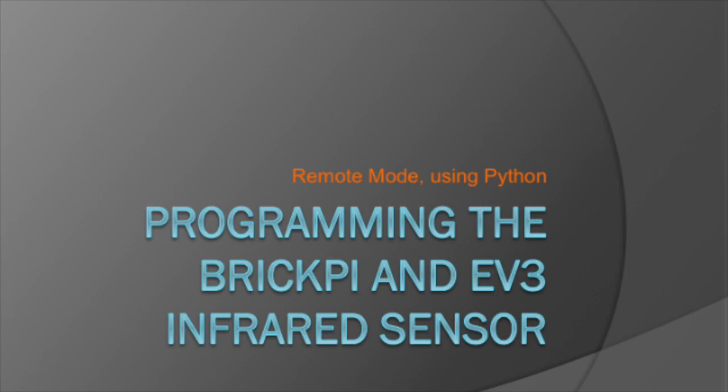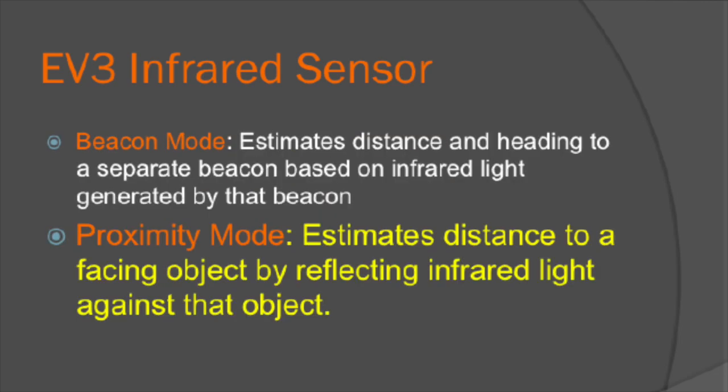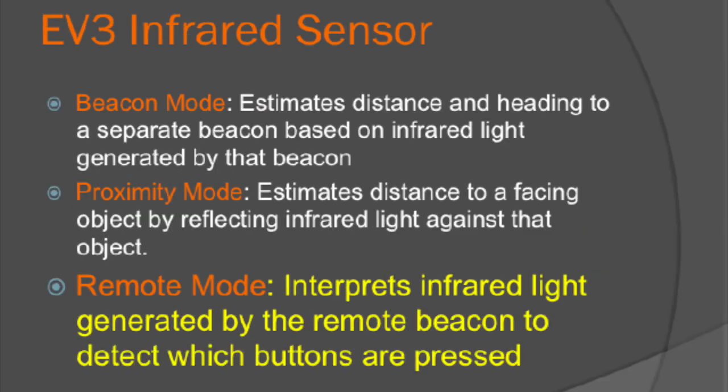In our previous two videos in the Programming the BrickPi3 and EV3 infrared sensor playlist, we discussed beacon mode, which estimates the distance between a sensor and a separate beacon based on infrared light generated by that beacon, and proximity mode, which estimates the distance between the sensor and an object by reflecting infrared light against that object. Today we'll be discussing remote mode, where the sensor interprets light generated by a remote beacon to detect which buttons are pressed on that beacon.